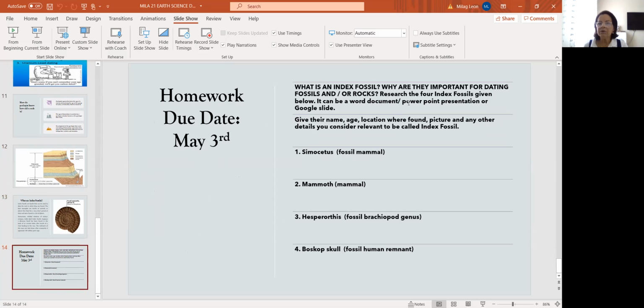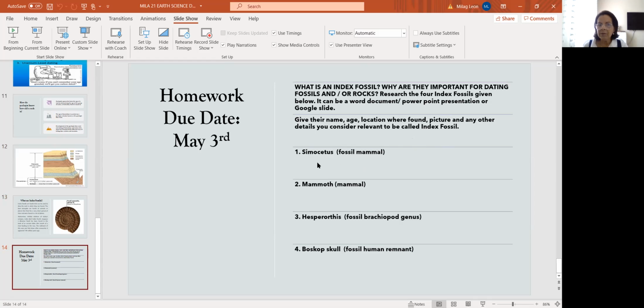Students will be able to research the four index fossils given below, and it can be on a Word document, PowerPoint presentation, or Google Slides. I will leave them the option to be creative and do what they feel more comfortable doing. They will give their name, age, location where found, picture, and any other important detail that they consider relevant to be called an index fossil.